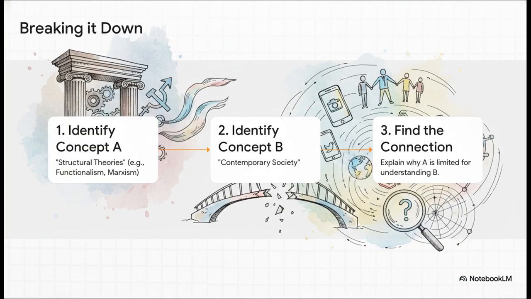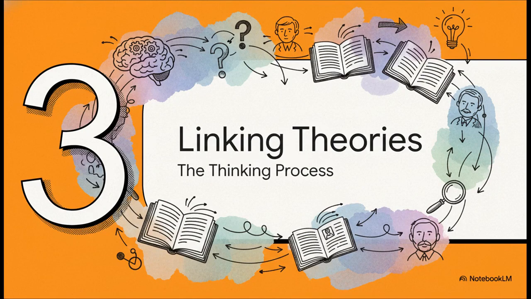It's a pretty simple 3-step process. First, you identify concept A. In this case, that's structural theories. So think functionalism, Marxism, that kind of thing. Next, you identify concept B, which is contemporary society. So what's life like today? Social media, diversity, all that stuff. And then the third step is finding the connection. Your whole task is to explain why concept A is limited when you try to use it to understand concept B. So the big question is, how do we actually find those connections?